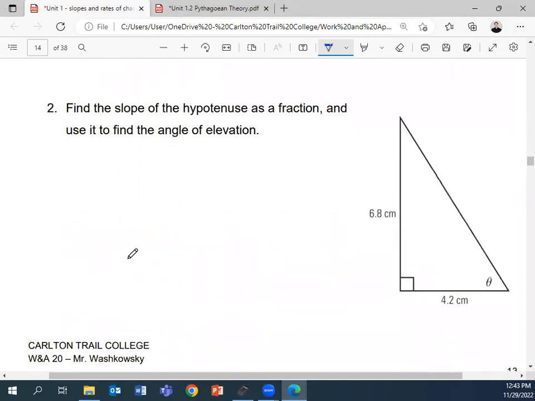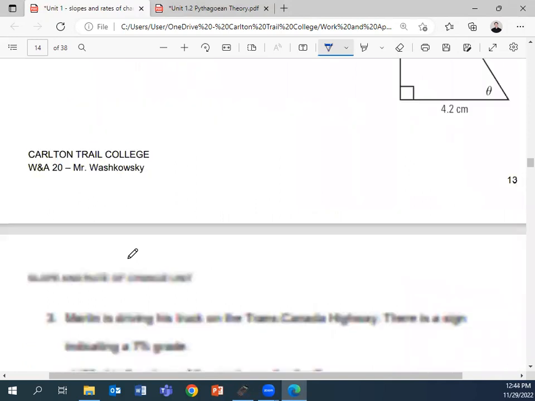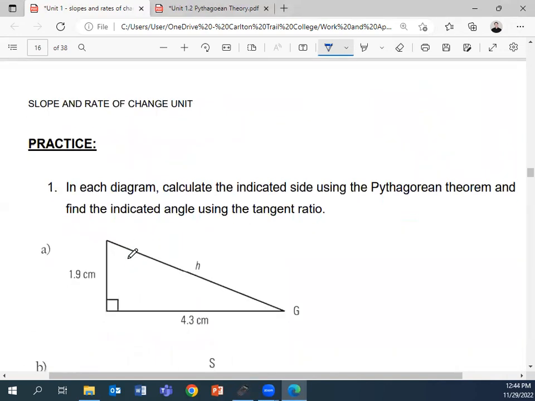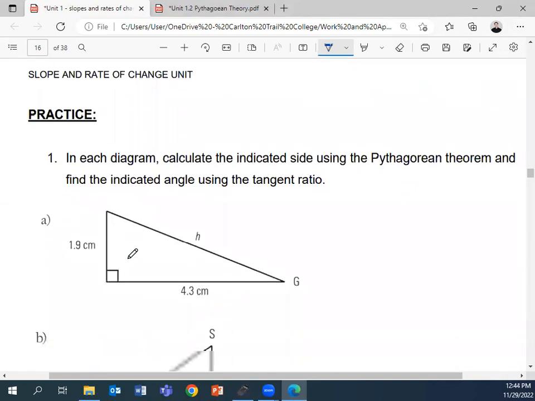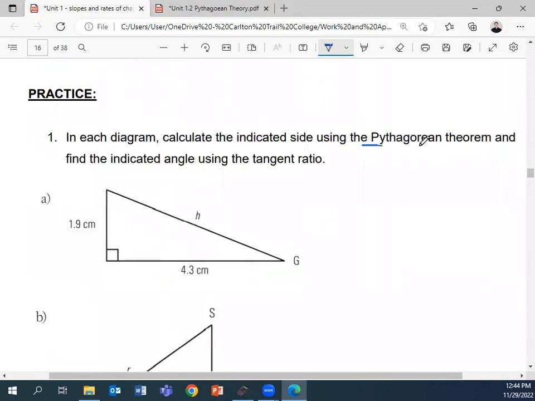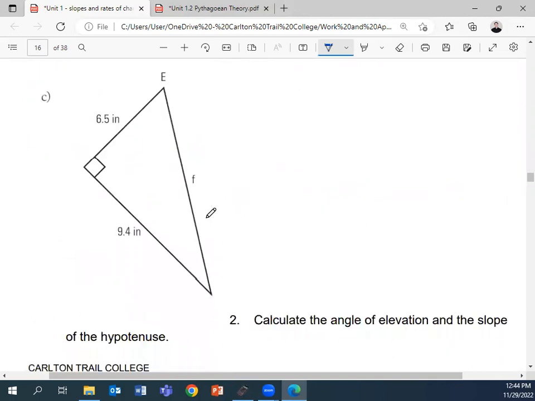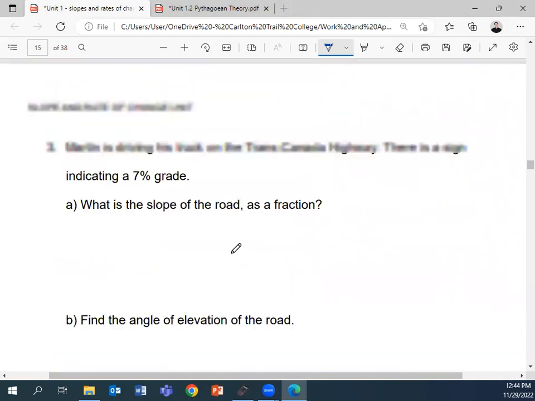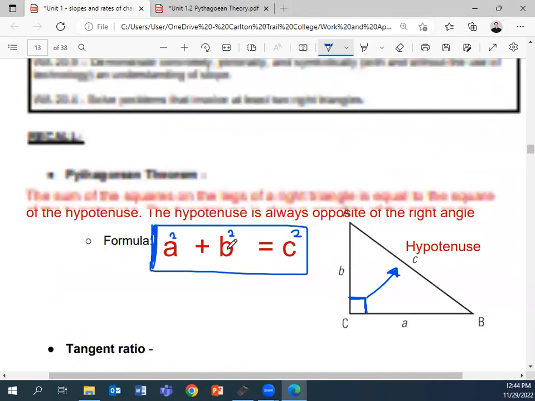For now, I want you to do question 1, but I only want you to do the first part, which is Pythagorean theorem. I only want you to find the hypotenuse for question 1. What is that? What's the hypotenuse? What's the Pythagoras theorem? That is this thing here.